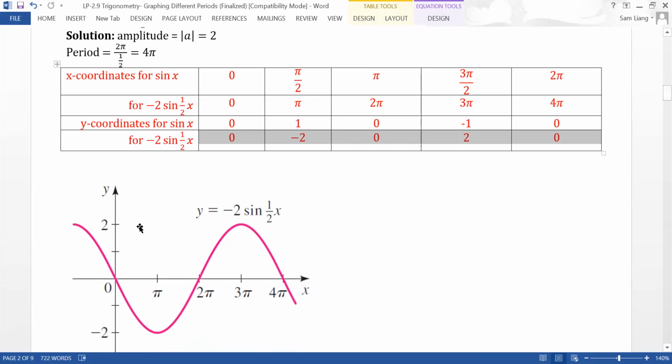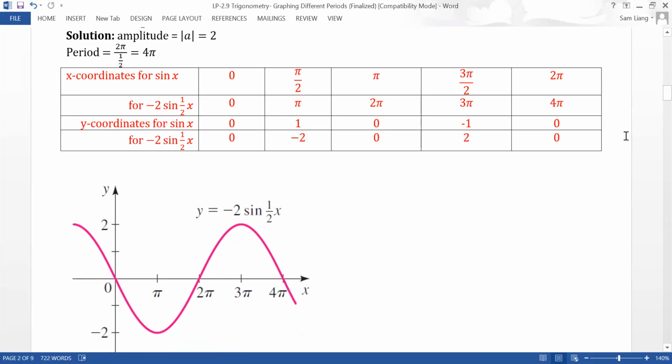All right, so 0, 0 is here, then pi, negative 2, then 2 pi, 0, then 3 pi, positive 2, then 4 pi, 0. Okay, that would be right there. All right, if you need this solution, please pause the video here. Otherwise, I'll keep moving to the classwork questions, which I believe are next.